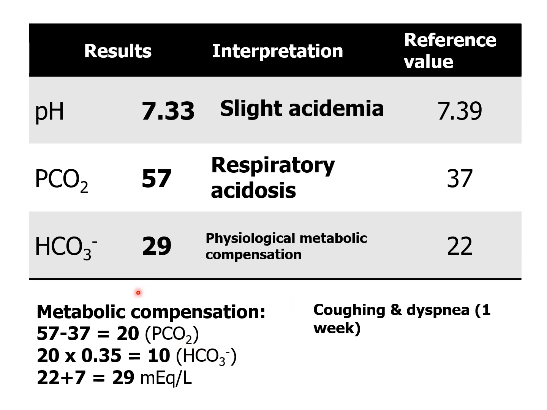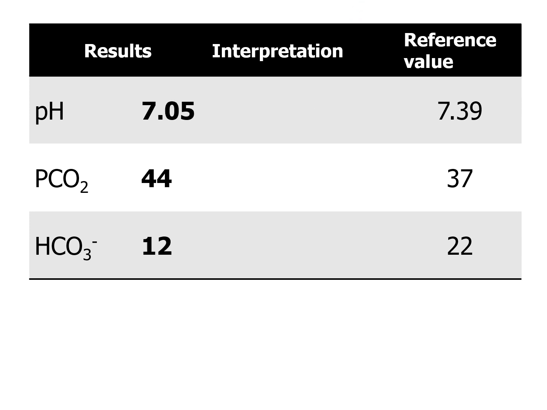So we have here another example of arterial blood gas from a seriously ill dog. So we have here the data of the dog. Now we have a pH of 7.05, 44 for PCO2, and bicarbonate is 12. And these are the reference values. So the first thing that we are going to consider is the pH. Based on the pH, the pH is very low, lower compared to the reference value. So we can say that there is an acidemia.